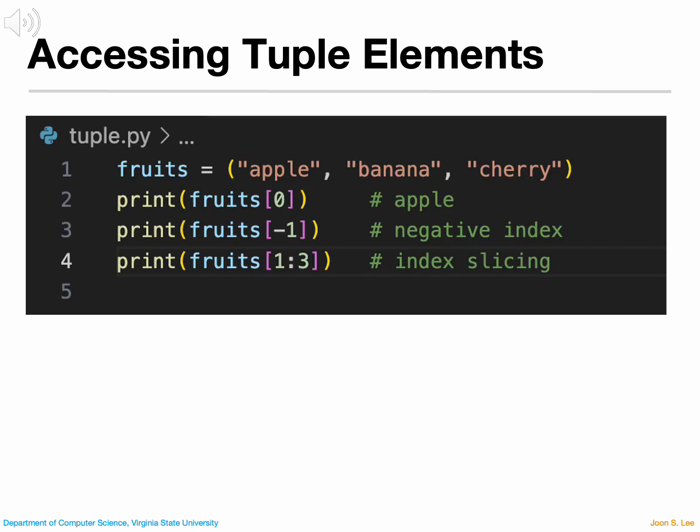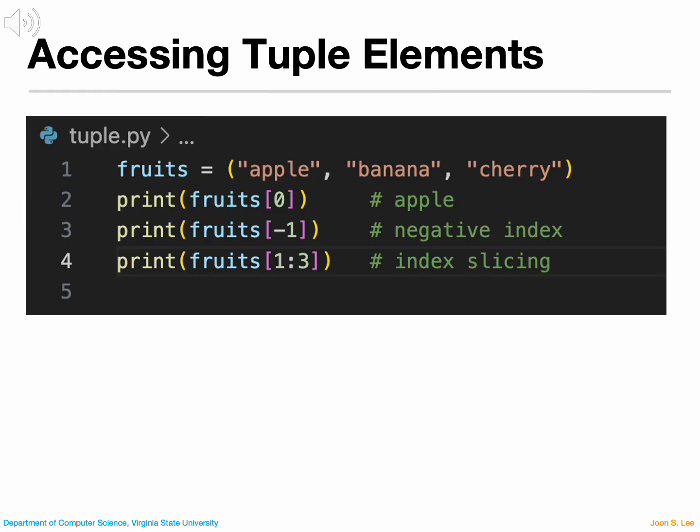Even though tuples are immutable, meaning we can't change them, we can still access their elements just like we do with lists. In this example, the tuple fruits contains 3 items: apple, banana, and cherry. The first line, print fruits[0], accesses the first element. Remember, indexing starts at 0, so this prints apple. Next, we have fruits[-1], which uses a negative index. A negative index starts counting from the end of the tuple, so -1 refers to the last element, in this case cherry.